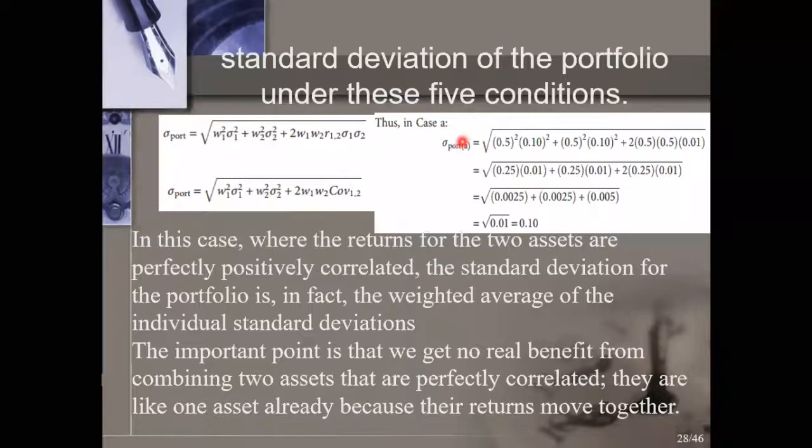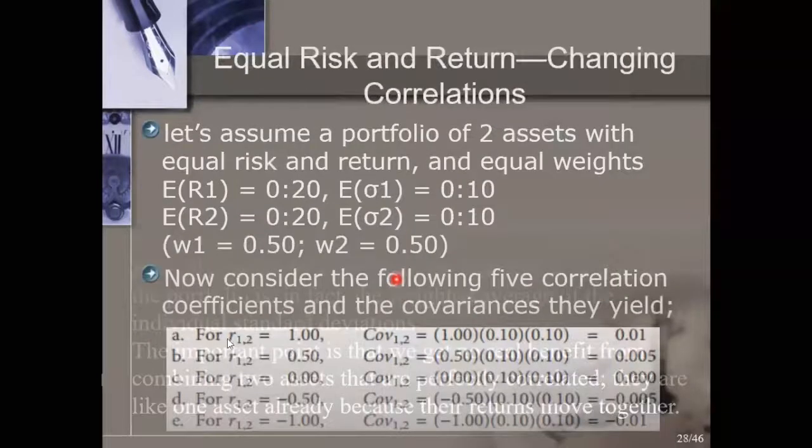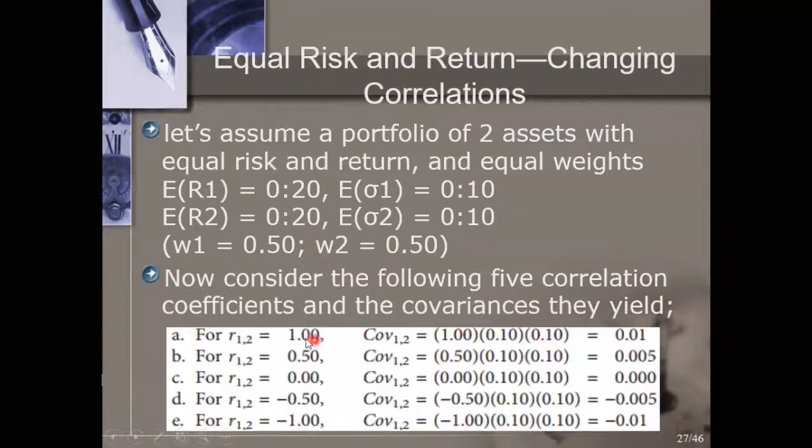So what we have learned right here is that whenever there is perfect positive correlation between two securities of equal returns and equal risk with equal weights, it will not change your risk behavior. The risk will remain the same. So if the risk remains the same, do you think we have created a good portfolio?